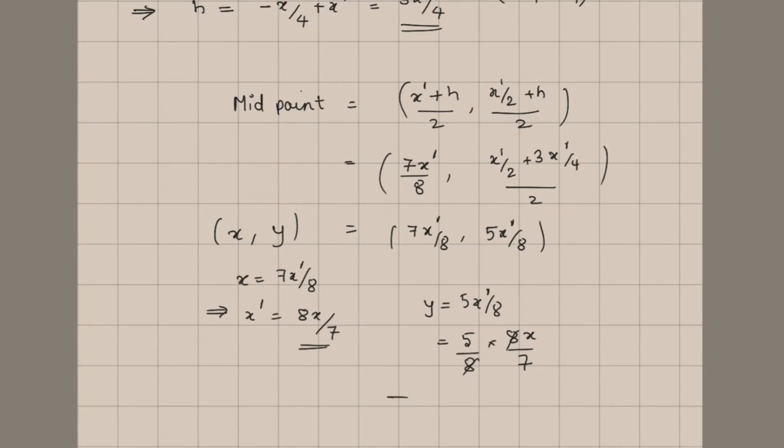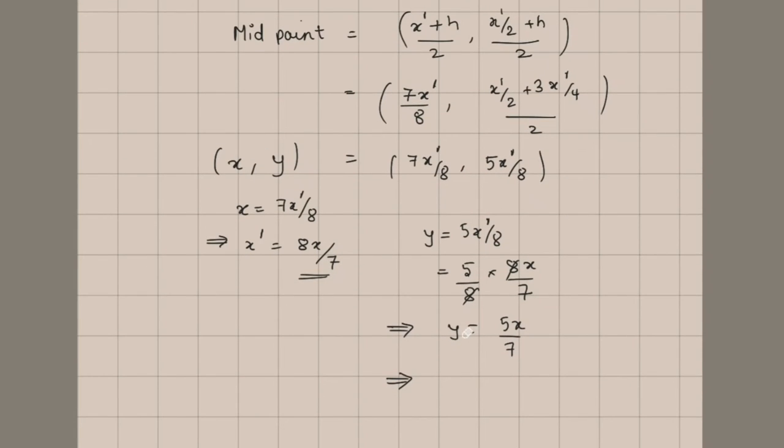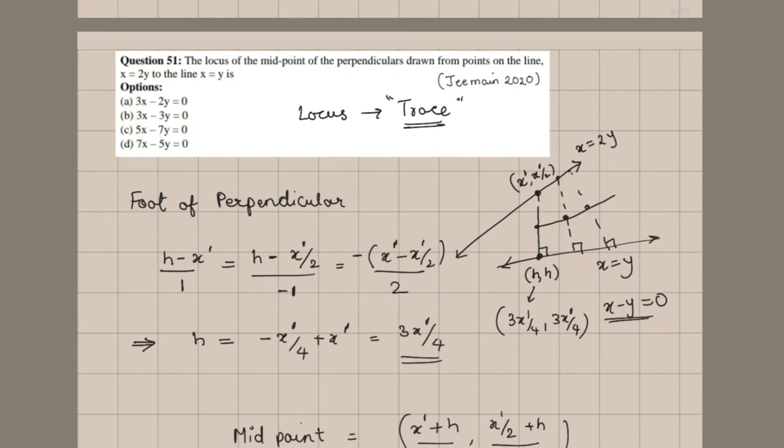8 gets cancelled. You get the locus, which is the trace of this midpoint x comma y, is y equals 5x by 7. So this midpoint always follows this curve, because we got the relation of this midpoint x comma y, which is y equals 5x by 7. So this midpoint always lies on this curve, which gives 7y minus 5x equal to 0. Let's see the options: 7y minus 5x, which is the third option.